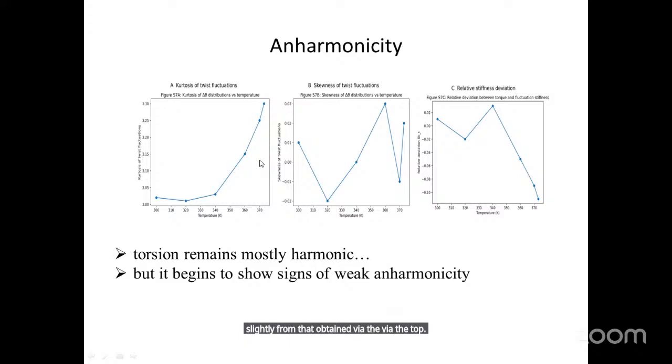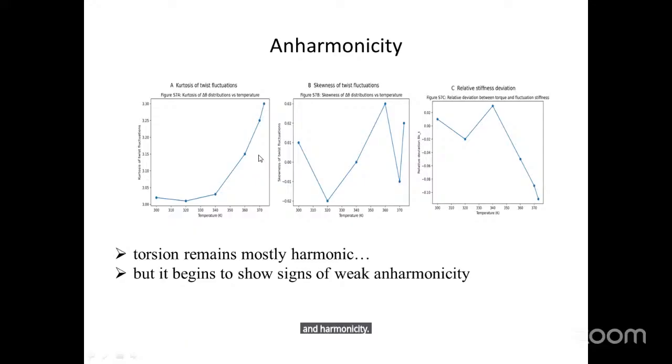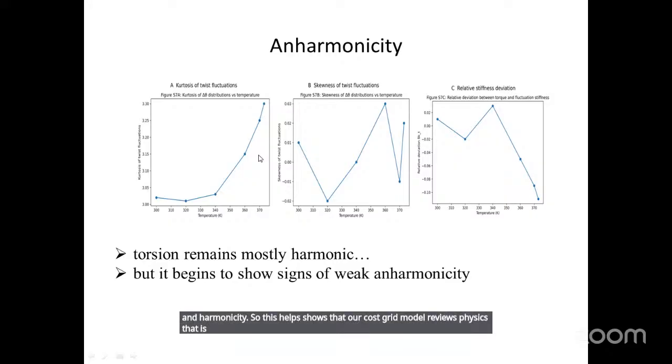So the whole insight we get from here is that torsion remains mostly harmonic, but it begins to show signs of weak anharmonicity. So this shows that our oxDNA model reveals physics that is difficult to capture in other simulation models.